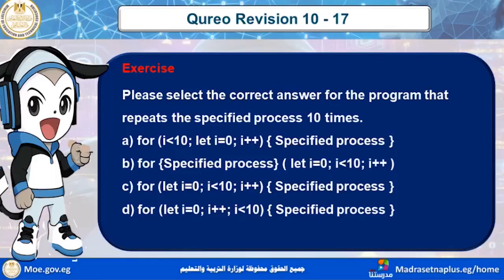Should we write the process before the for statement? Of course not. So item B is not correct. For I equal 0, I less than 0, I plus plus, then the specified process. And the last one, for let I equal 0, I plus plus, I less than 10. Of course not, so the correct answer is C.